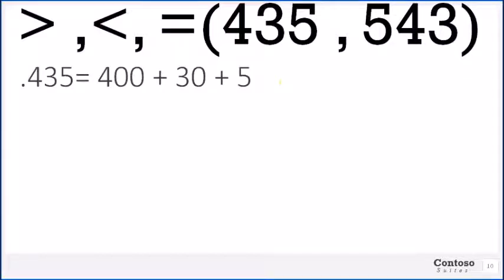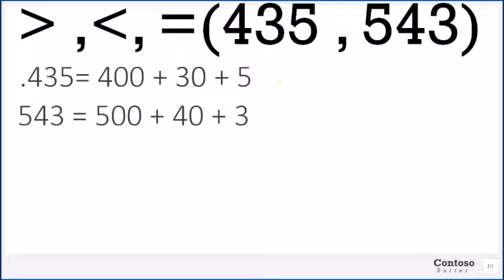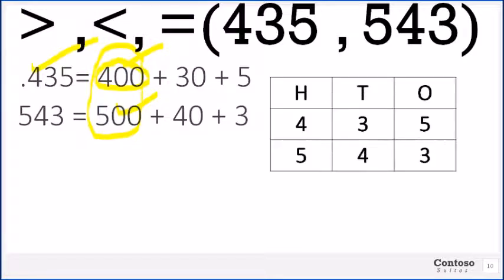When we expand 435, we will get 400 plus 30 plus 5. When we expand 543, we will get 500 plus 40 plus 3. So first what we have to do, we have to focus on the hundreds position. Here in the first number there is 400, in the second number there is 500. We know that 400 is smaller than 500. So from this position we can easily identify that 435 is smaller than 543.